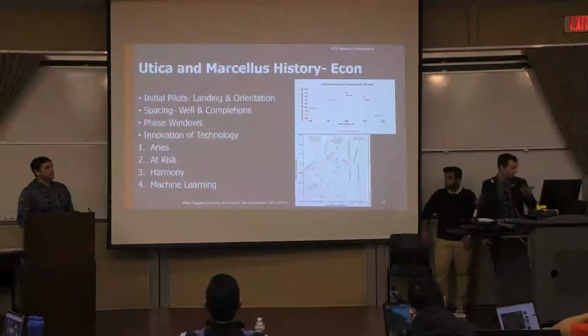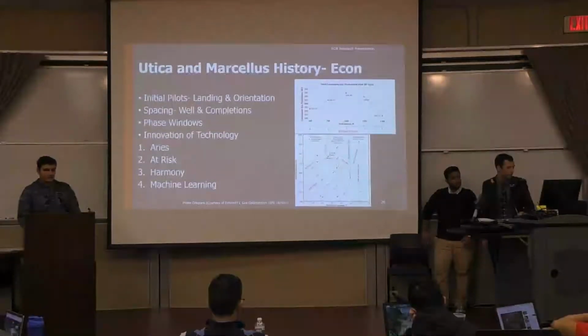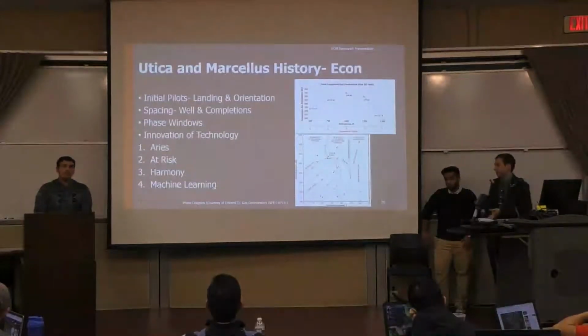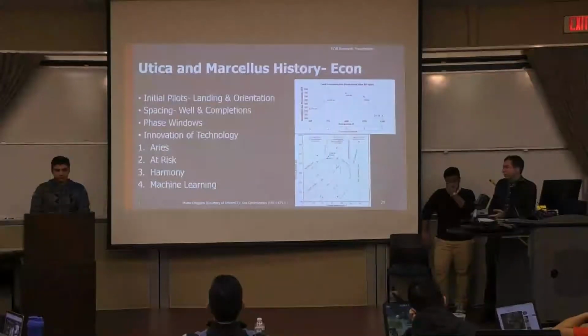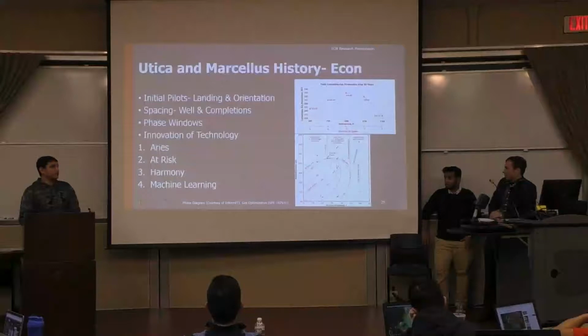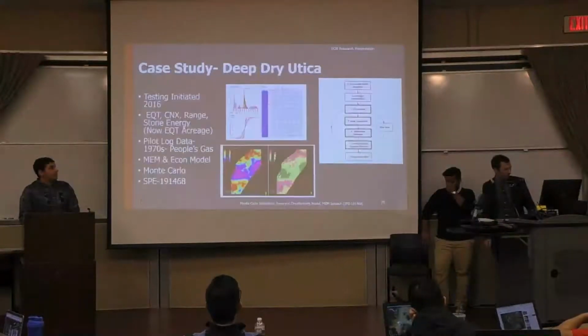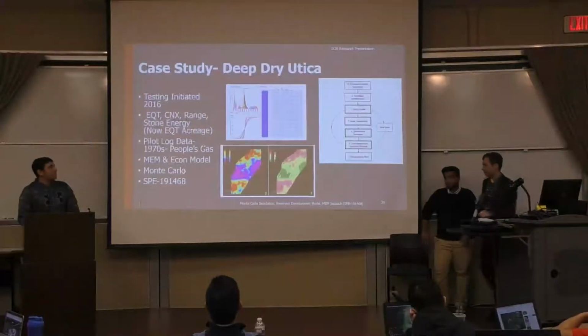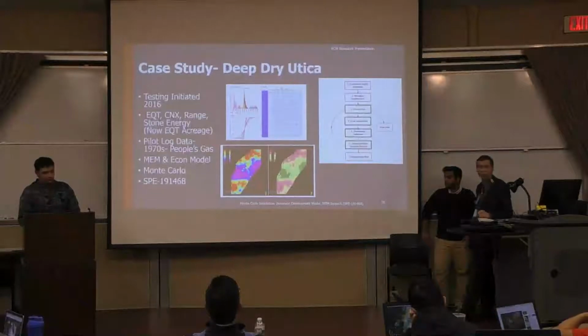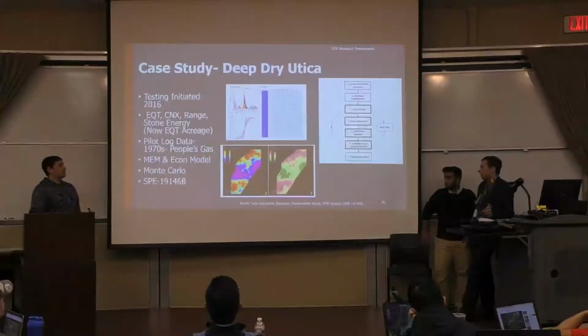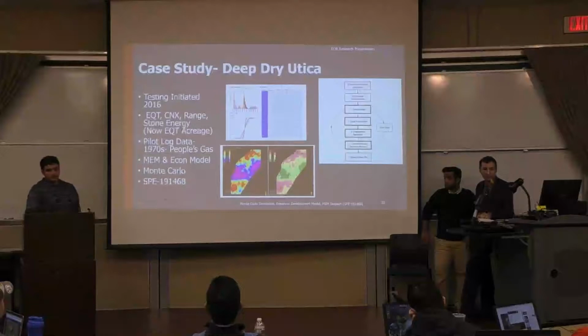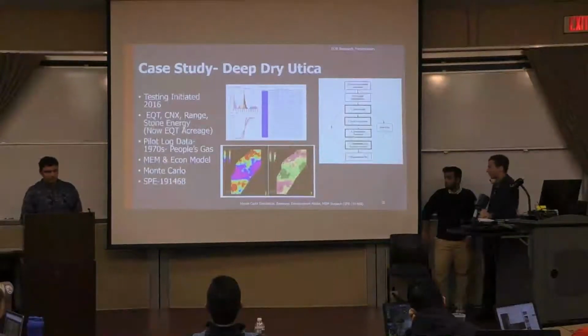With general history, I talked about this a little bit. You can see where our developments went. Technologies such as ARES, at-risk, Harmony, and machine learning have helped us advance this reservoir specifically. Let's talk about a case study. This is SPE 191468. This testing was initiated in 2016. We call it the Deep Dry Utica. There are several operators in this area that have acreage: EQT, CNX, Range, and Stone at the time, now EQT acreage.